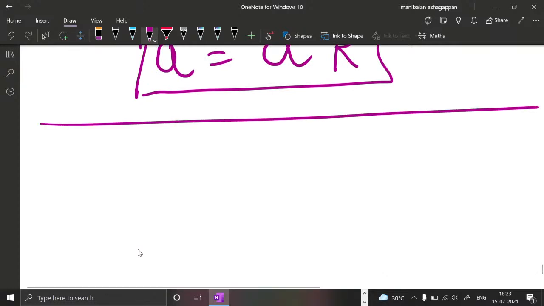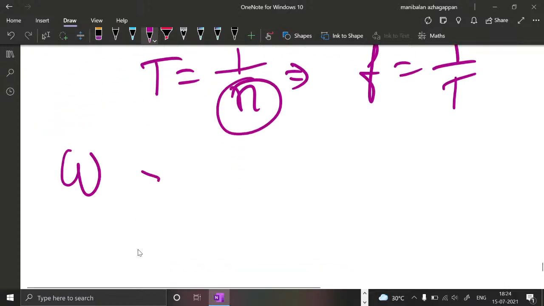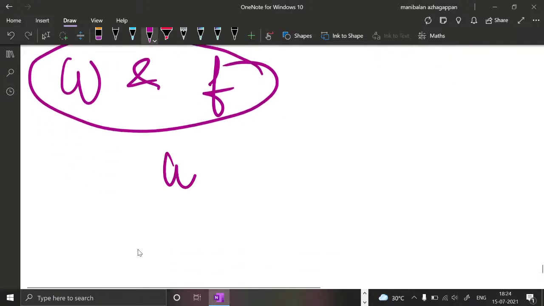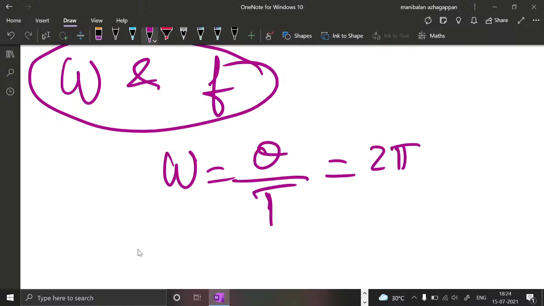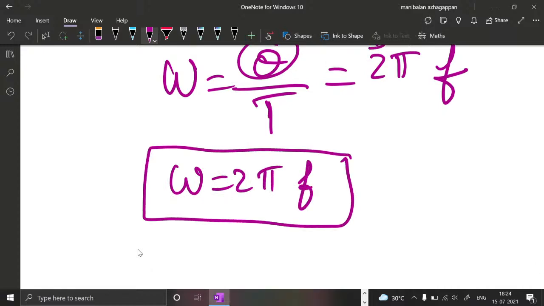Next, time period is equal to 1 by frequency, or frequency is equal to 1 by time period. Sometimes frequency will be denoted as n. Now, omega versus frequency: angular velocity is equal to angular displacement by time period. For one complete circle, the angular displacement theta is 2 pi, and 1 by time period we can take as frequency. So omega is equal to 2 pi f. This is another relation in rotational motion you have to keep in mind. These small relations help you do a lot of numericals.